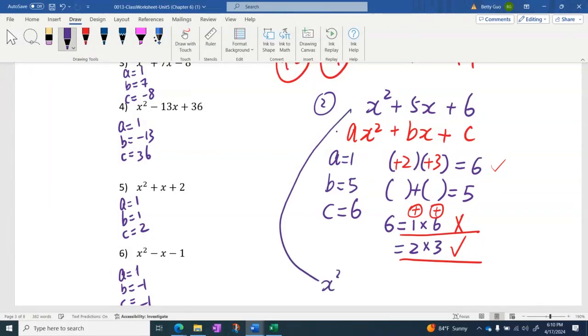This trinomial is x squared plus 5x plus 6. Once we got the two integers, we can write the factorization of the trinomial as parentheses times parentheses. In the first parentheses, we have x plus a number. In the second parentheses, we have x plus another number. And the two numbers are the two integers we have just found. By the way, the order doesn't matter. If I put 3 here, 2 here, it doesn't make a difference.